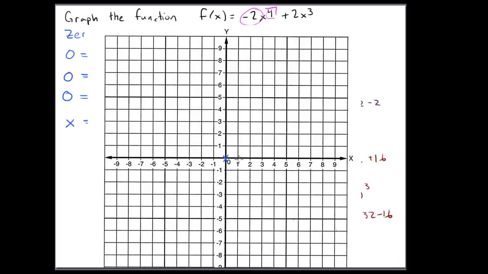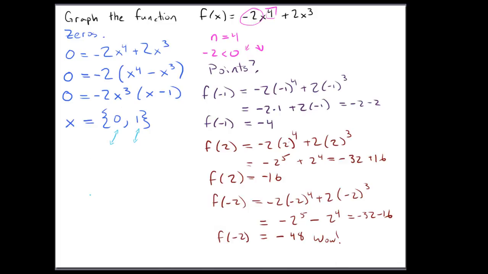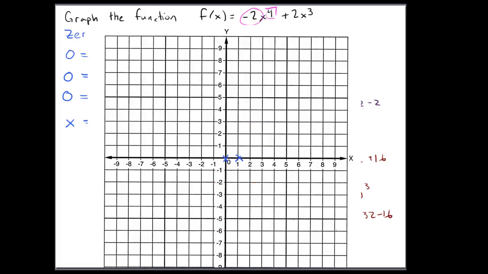And the other one was at 1. At negative 1, we're at negative 2, is it? Negative 1, we're at negative 4. At negative 2, we're way negative, so I'm just going to point this down right here. And then at 2, we're way positive, so I'm just going to point this up right here.